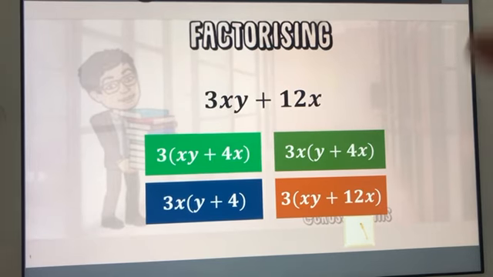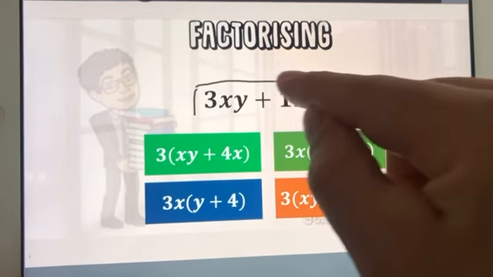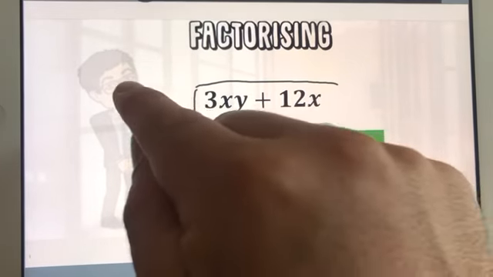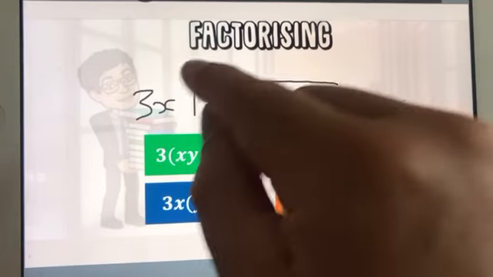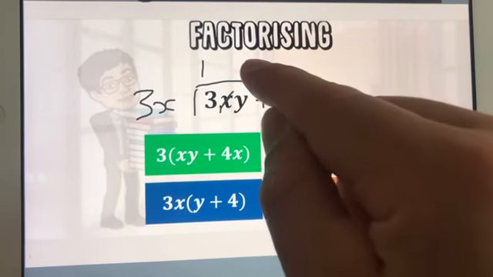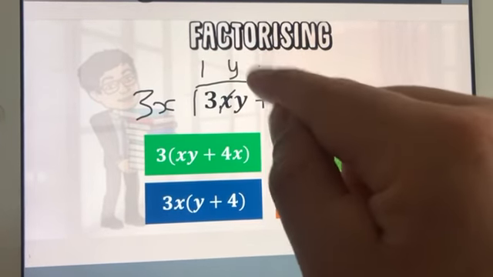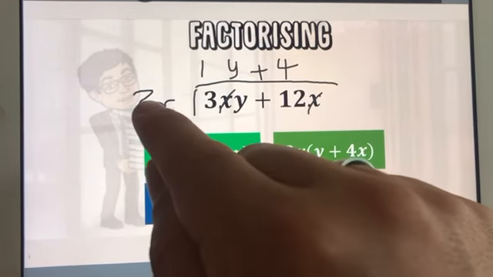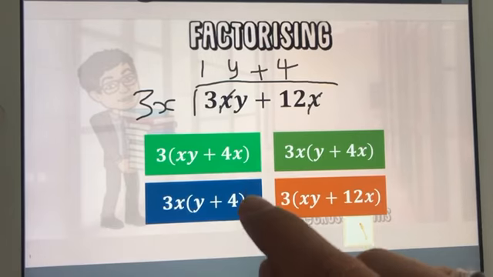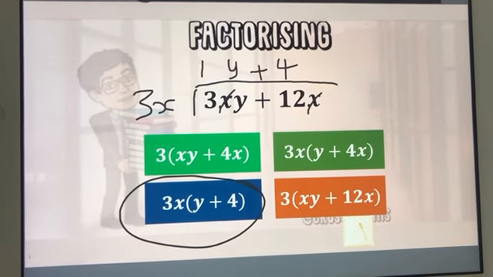Right then, so biggest thing we can take out the front: we can take out 3, because it's the biggest thing that goes into 3 and 12, and we can take out an x. 3 divided by 3 is 1, x divided by x cancels, leaving me with y, plus 12 divided by 3 is 4, x divided by x just cancels out. So my answer is 3x on the outside, y plus 4 on the inside. That is the bottom left-hand one.